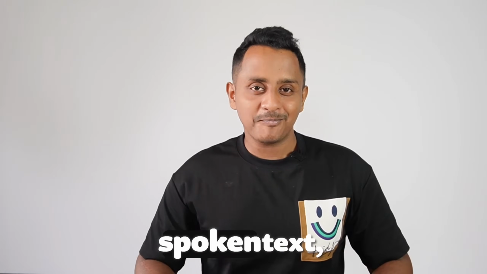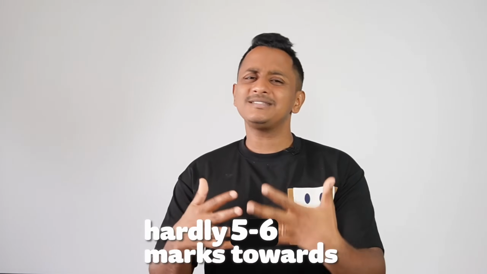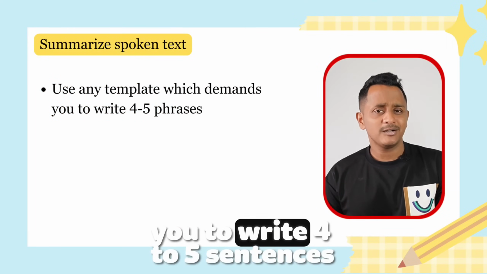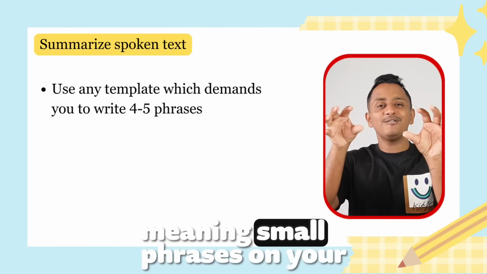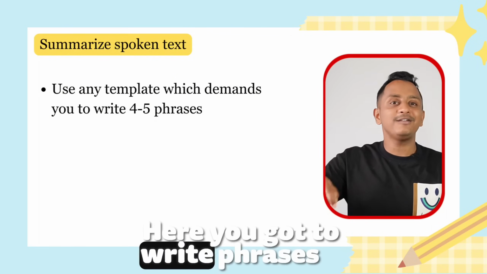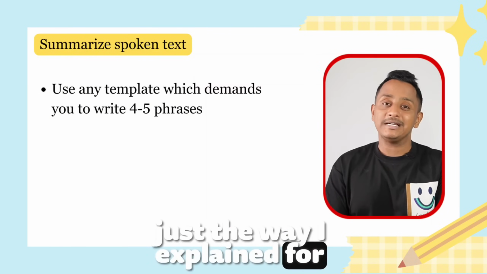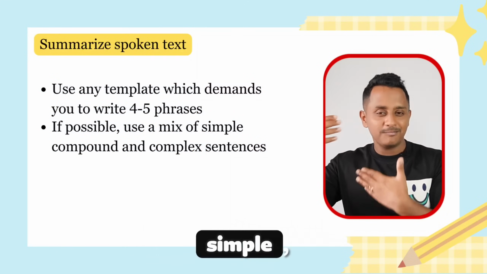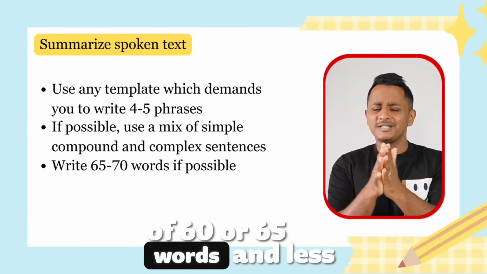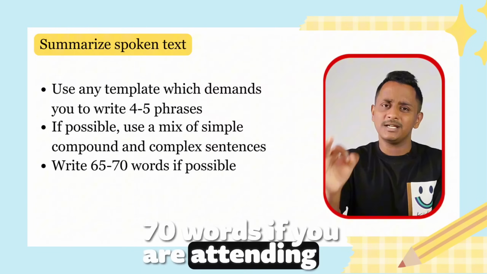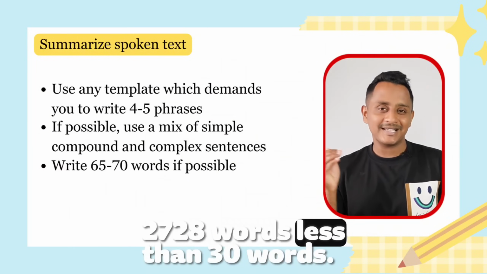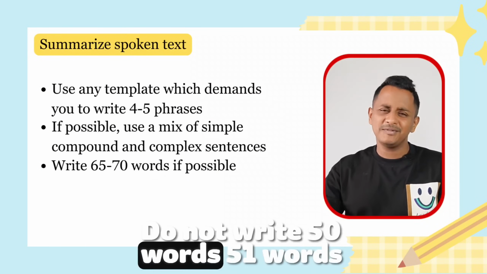The next is summarize spoken text. Not a priority, hardly 5-6 marks towards your listening and writing. Use the template which demands you to write 4 to 5 sentences, meaning small phrases on your own. Avoid using the keyword kind of template. Here you got to write phrases just the way I explained for Retell lecture. If possible, use a mixture of simple, compound, complex sentences and write minimum of 60 or 65 words and less than 70 words if you're attending PTE Academic. If you're attending PTE Core, write 27-28 words, less than 30 words. Don't write 50 words, 51 words.